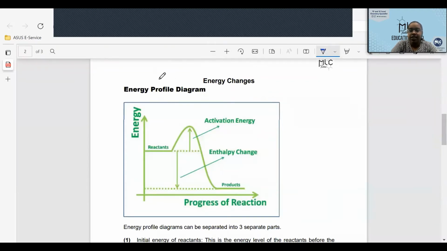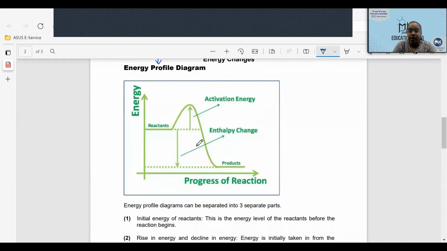Okay, today under energy changes, we'll be going through the energy profile diagram. So this is an energy profile diagram where you will have the axis over here. The y-axis is labeled as energy and the x-axis is labeled as progress of reaction. Where you start, your energy level will be from the reactants, then the energy level will go up, and once it hits the peak, it will go down all the way to the products.